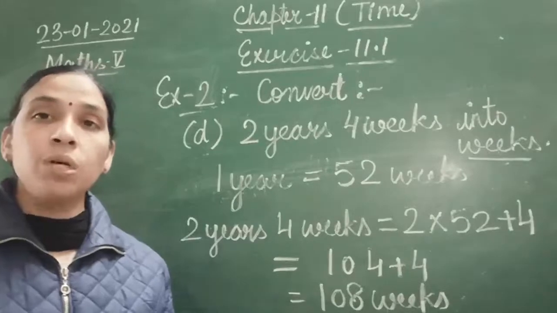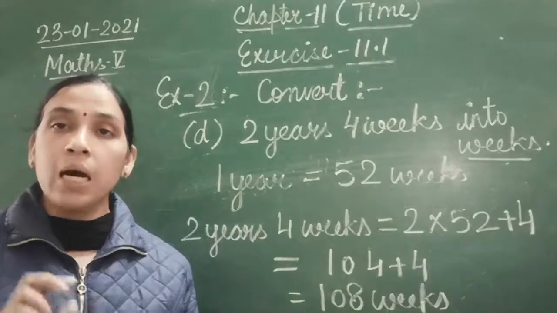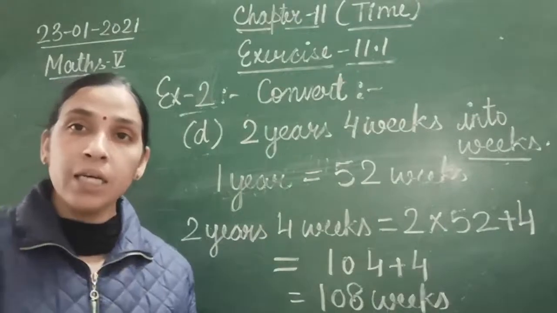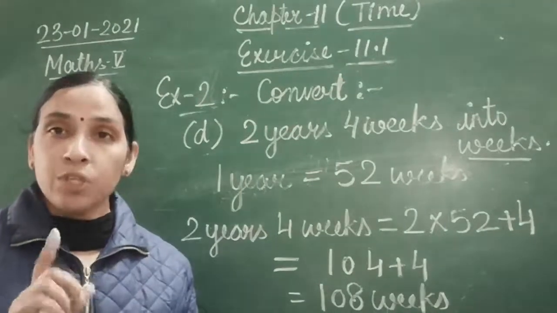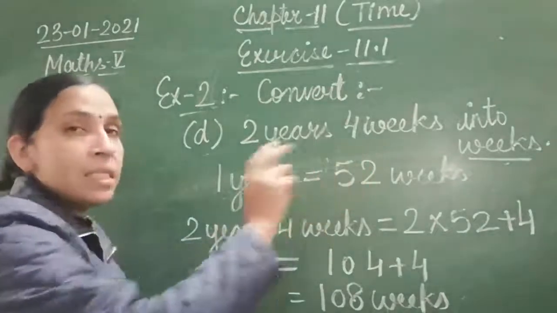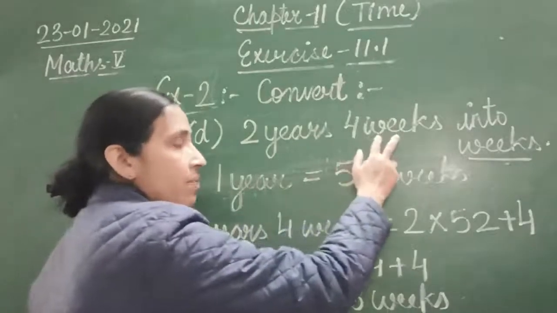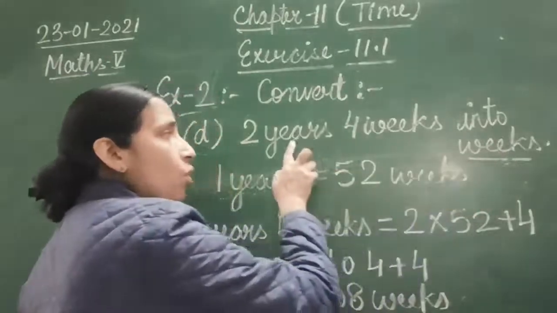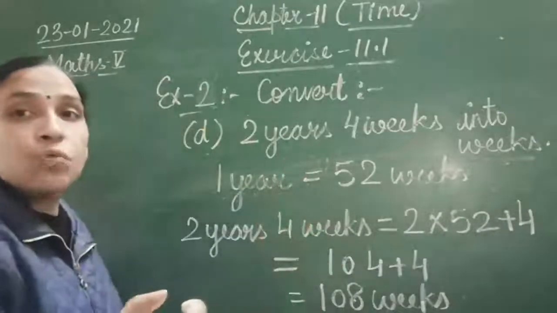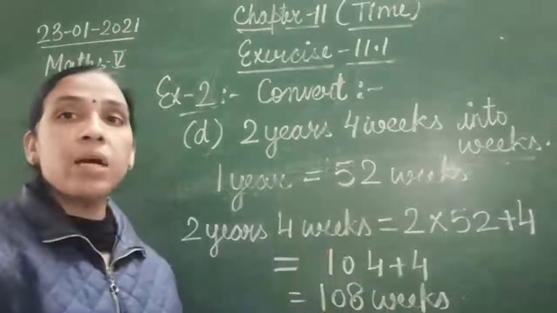Now children, a few things you have to keep in your mind. Whenever you are converting from a higher unit into a lower unit, first of all, find the relation between the given unit and the desired unit in which you have to convert it. Like years and weeks will be given and you have to change it into weeks. So you are going to find the relation between years and weeks.